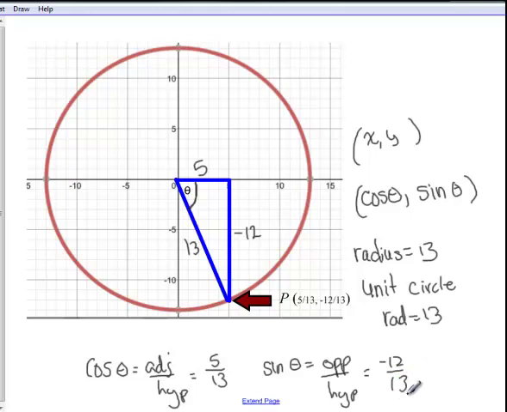Hey, wait, hey, look at that. Bingo. Bango. I don't even have to do any work. I'm kind of seeing that all I have to do is look at the value of the point, and I can figure out the cosine and the sine of the angle. Awesome.